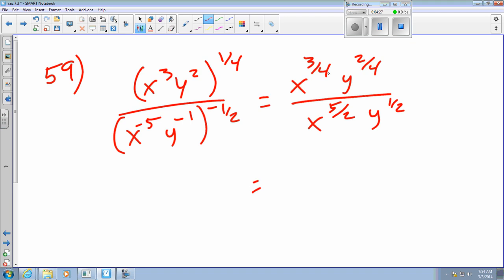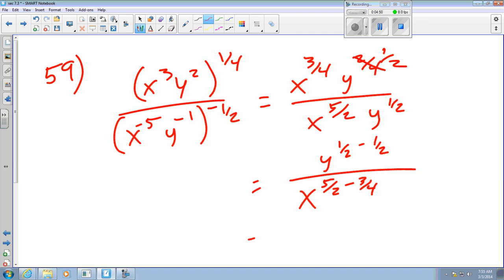If we simplify, I see that my denominator exponent is larger, so I'm going to put that answer on the bottom, x to the 5/2 minus 3/4 power. And 2/4 and 1/2 are the same thing. This is the same as 1/2. So y to the 1/2 minus 1/2. And if I simplify, 1/2 minus 1/2 gives me 0. Anything to the 0 power is 1. And on the bottom, I'm going to get a common denominator of fourths. This is the same as 10 fourths. 10 fourths minus 3 fourths gives me 7 fourths.